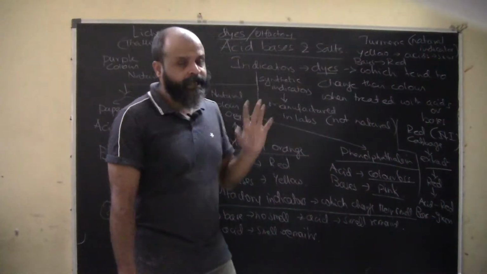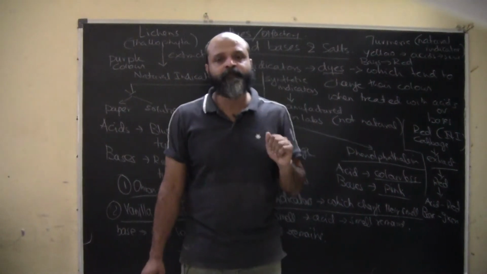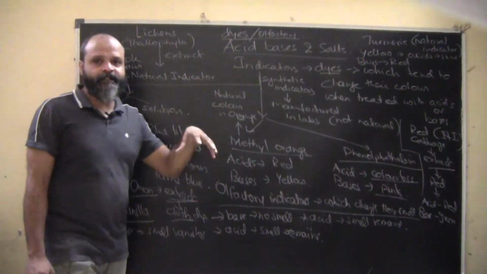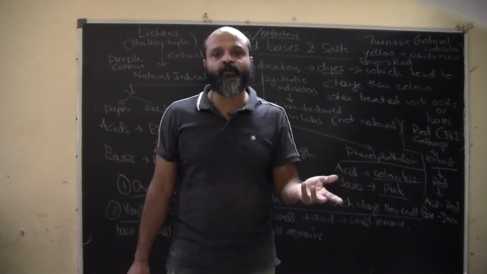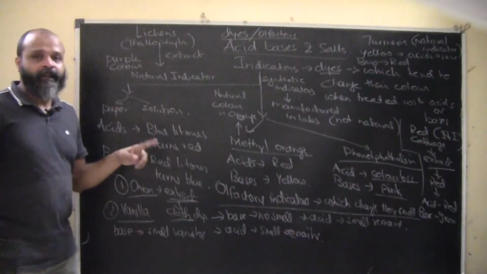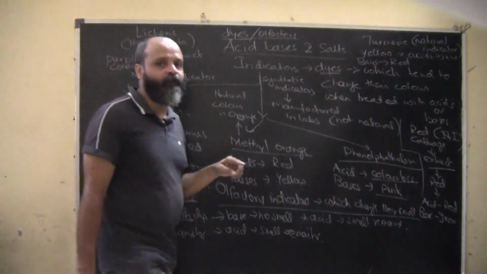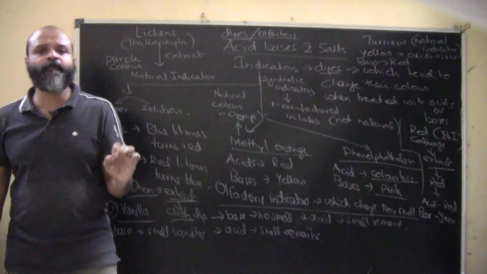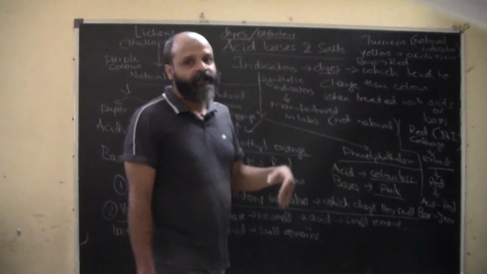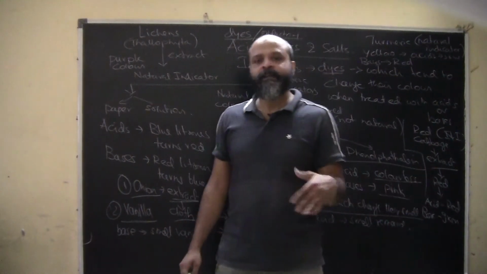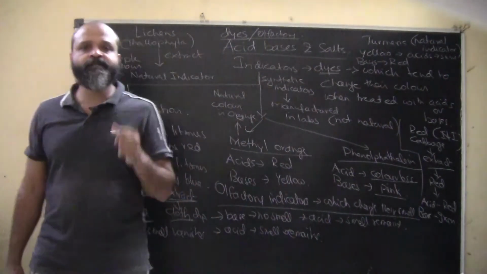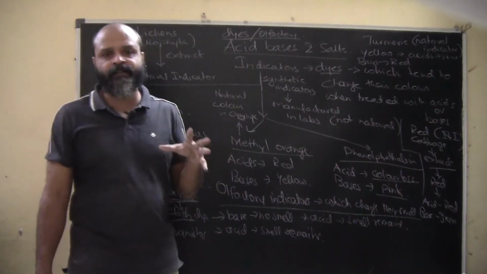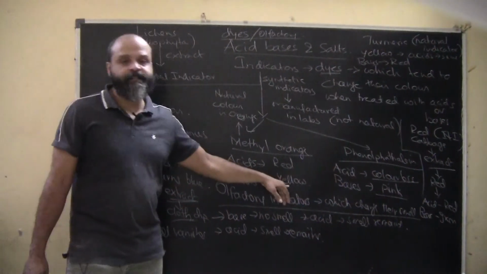It has a characteristic natural purple color. However, when we dip it in an acidic solution, in an acid basically, it changes its color from blue to red, and in a base it changes its color from red to blue. That's about litmus. It comes both in the form of a paper as well as in the form of a solution. Next we have methyl orange indicator. As the name itself suggests, orange, so obviously its color will be orange. When we treat it with an acid, it changes its color to red. When we treat it with a base, it changes its color to yellow.